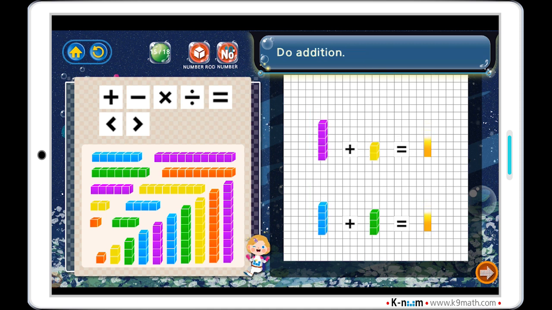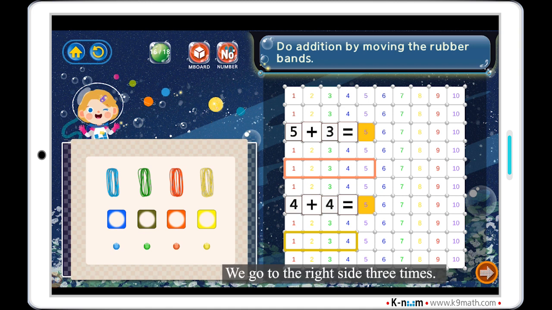Do addition. To add, we bring Cuisenaire rods together, and compare. Five plus 3. We go to the right side 3 times. It is 8.